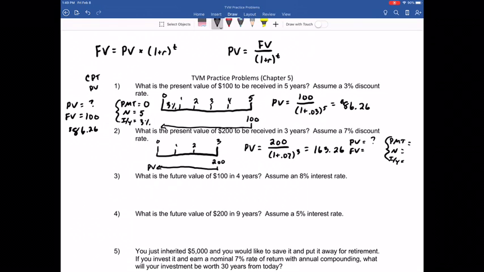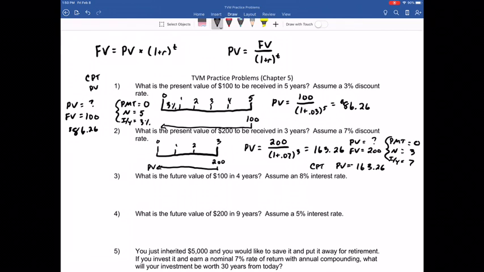So once again, we are solving for present value. Our future value is $200. We do not yet have a constant payment that occurs every period, so our payment is 0. The N is 3 years, and the discount rate is 7%. Once again, when I solve for the present value by hitting CPT, compute present value, I should get the same 163.26.